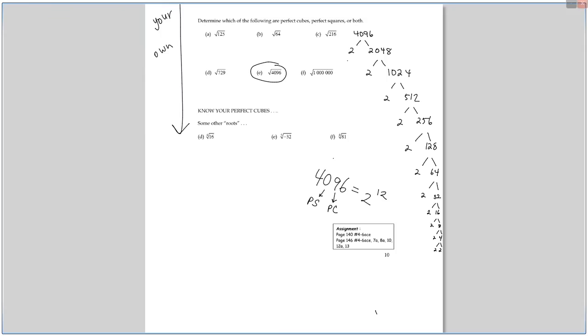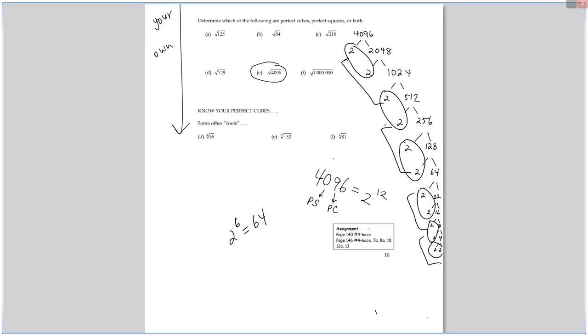So let's put them into pairs. 1, 2, 3, 4, 5, 6. So what's 2 to the 6? 64. What's 64 times 64? 4096. Let's put them into triplets. 1, 2, 3, 4. What's 2 to the 4? 16. What's the cube root of 4096? 16.